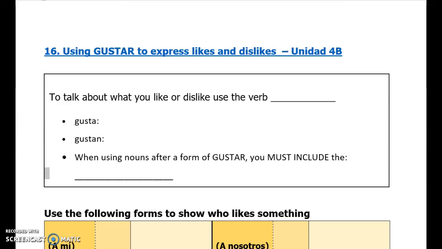Hola chicos, so now we're going to talk a little bit about the verb gustar and how we use it to express likes and dislikes.